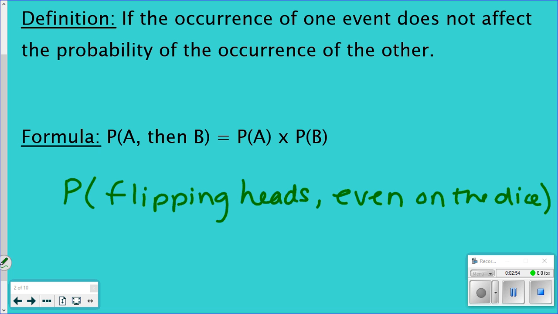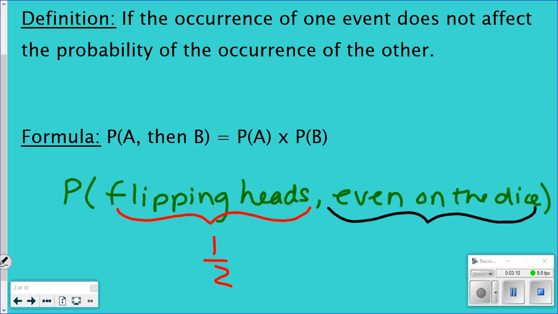So the first thing I'm going to do is find my probability of flipping heads. Half, right? Flipping heads, 1 out of 2 chance, 50%. So half. What's my probability of rolling even on the dice? I have 2, 4, 6, right? 3 out of 6. I'm reducing everything I'm going to reduce today. So even on the dice would also be 1/2.